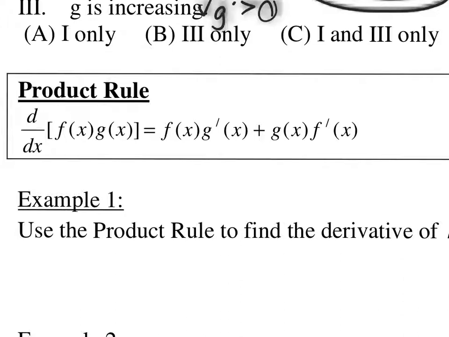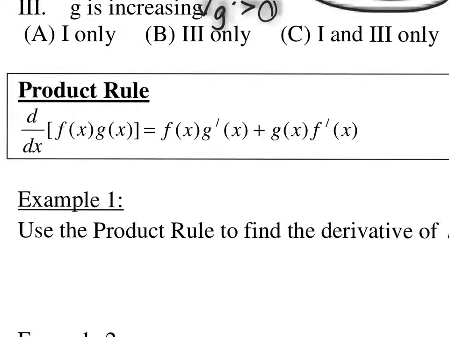And the basic idea is this. You have two functions, so you're going to have two terms. Each one has both of those functions, but one of them you're taking the derivative of in each product. So this first one, we have F and G, but we're taking the derivative of G.